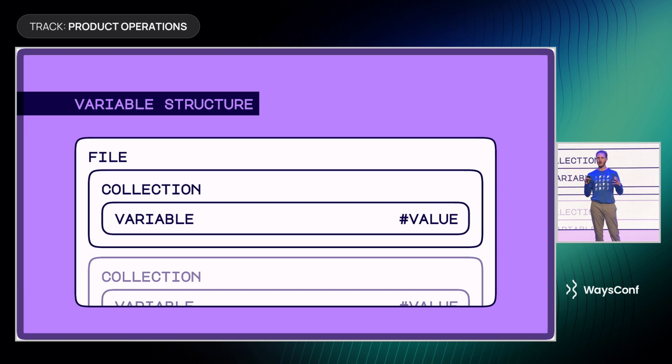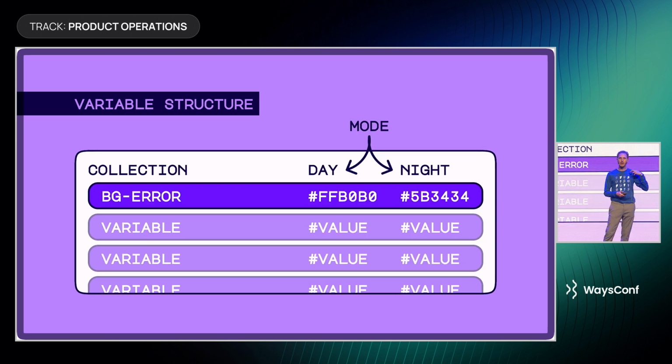So if you decide you want to have something in one collection and something else in a different collection, they can be referenced between each other. Within those collections, we create the variables themselves, and every variable has a value represented by the hash symbol in here. Where this becomes way more powerful than traditional management of what we would have as styles is that you can now have different modes in your variables.